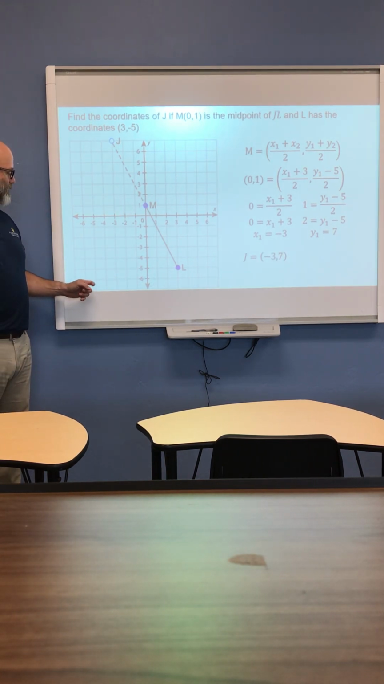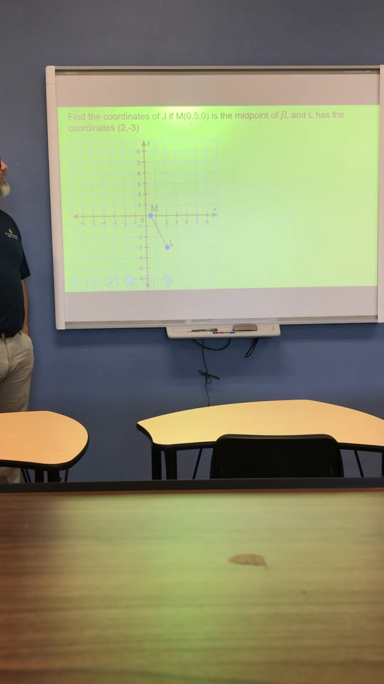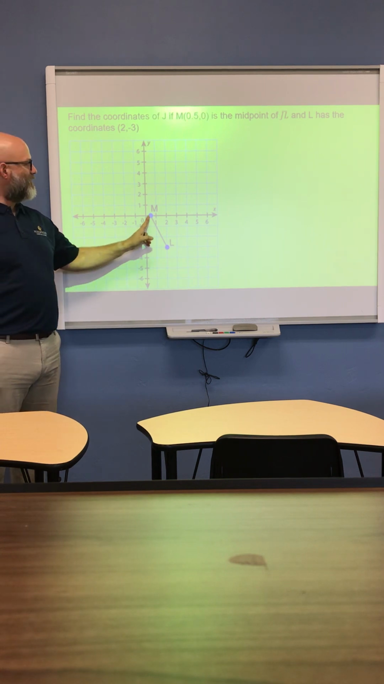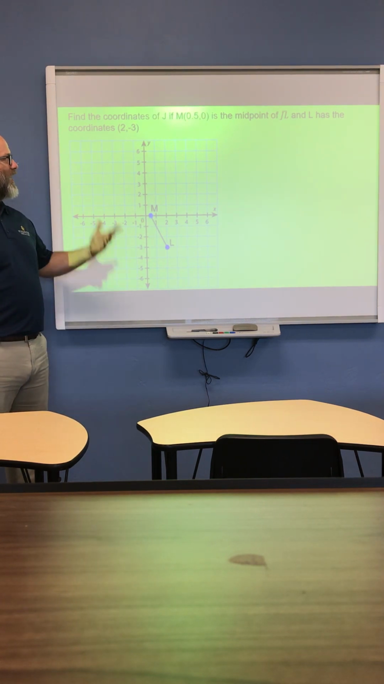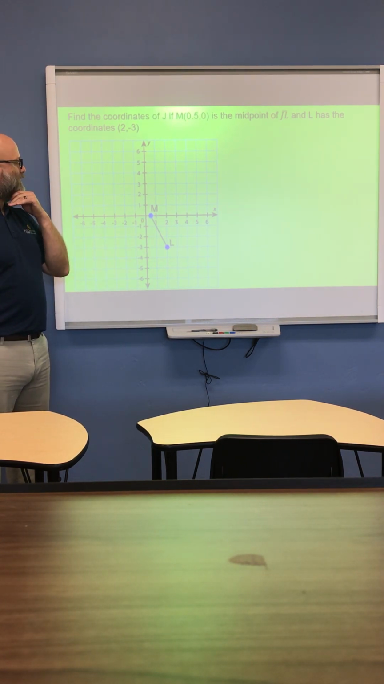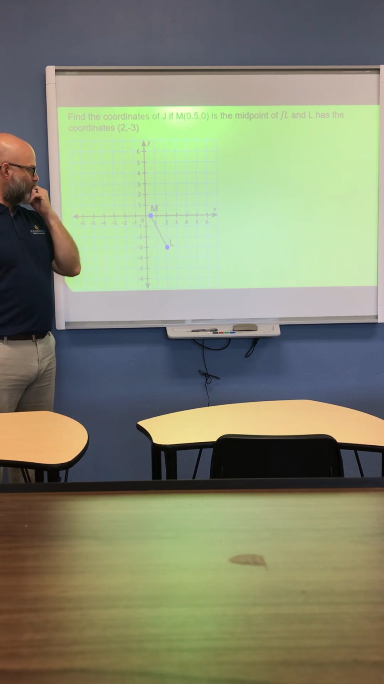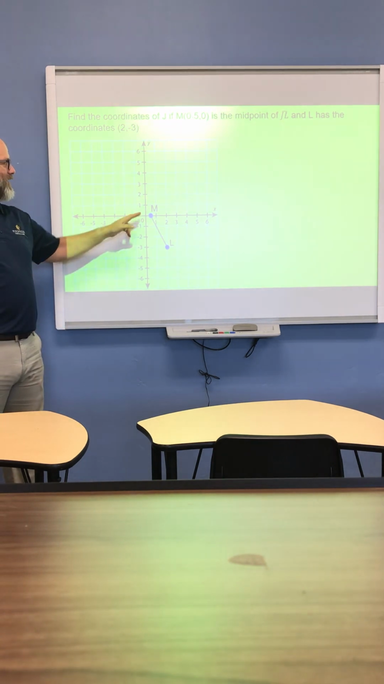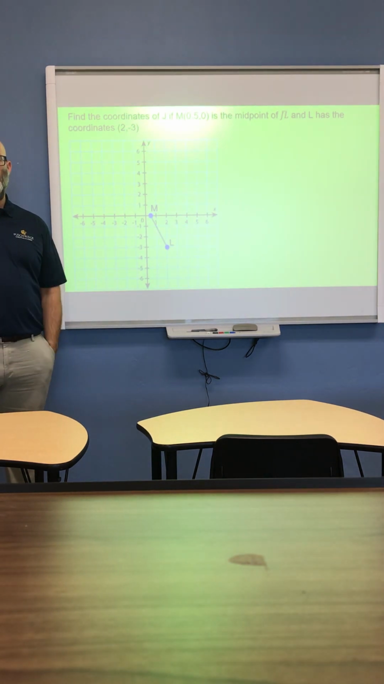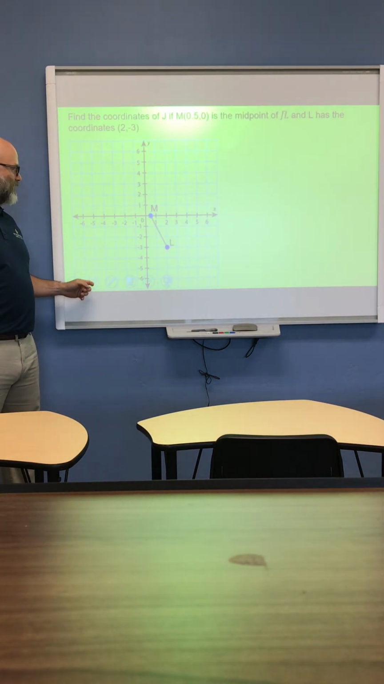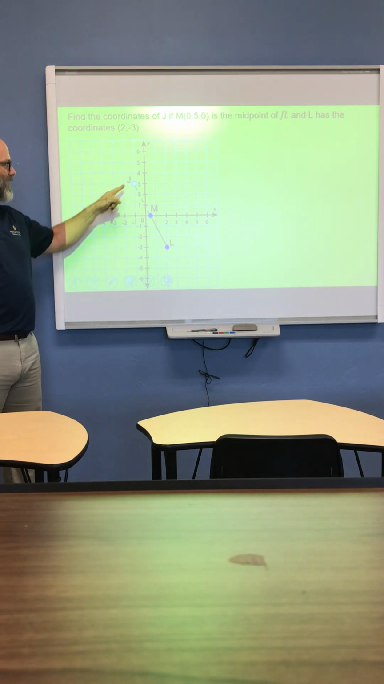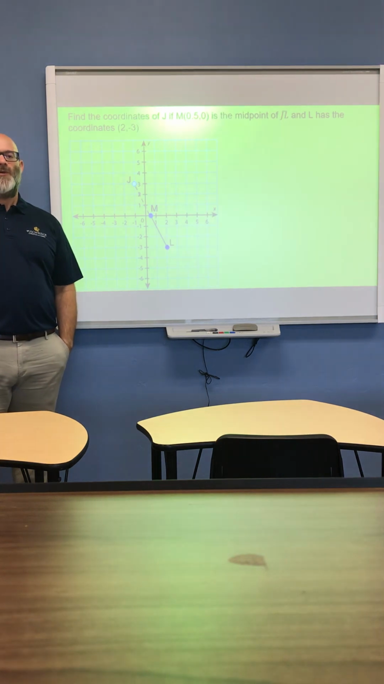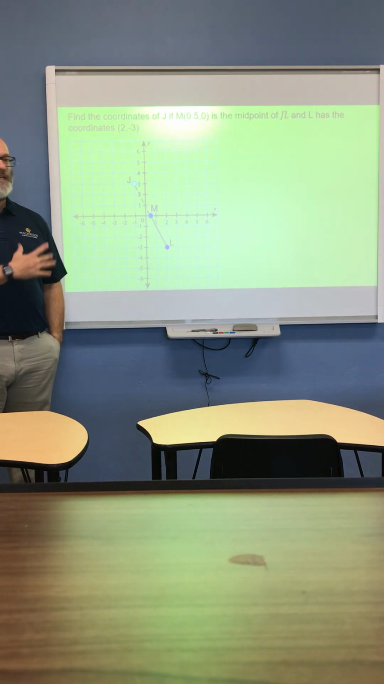Let's try another one. Find the coordinates of J if M, which is at 0.5 comma 0, is the midpoint of JL, and L has the coordinates 2, negative 3. Again, I have to say to myself, what J? I only have the coordinates for M and L, so what does this mean? Oh, I got you. You're giving me a midpoint and endpoint. You want me to find the other endpoint, which you're calling J. How am I going to do this? You go to the midpoint formula. You bring in the algebra. You already know.